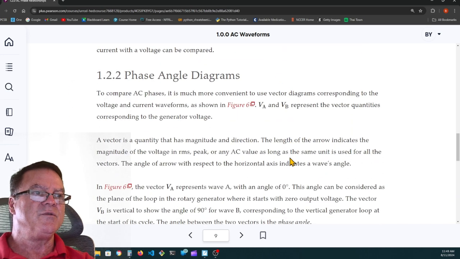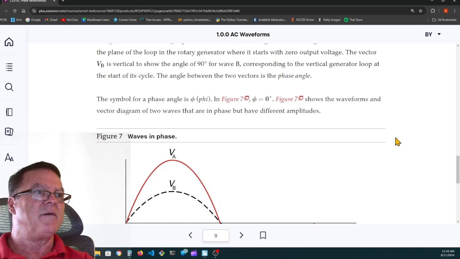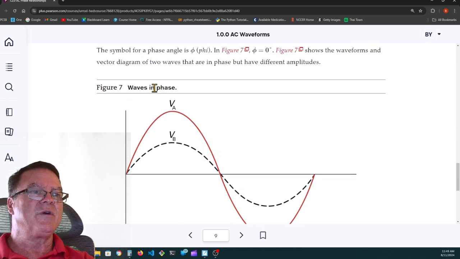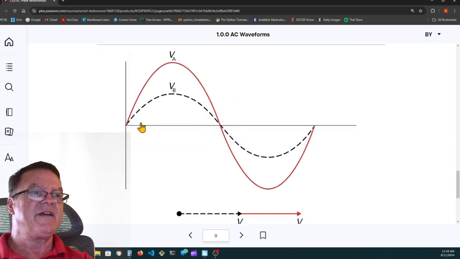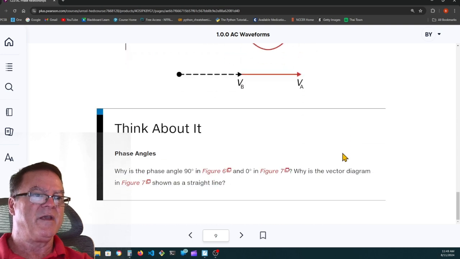And then we go on to phase angle diagrams. The vector VA represents wave A with an angle of 0 degrees. This angle can be considered the plane of the loop in the rotary generator, where it starts with 0 output. These two waves are in phase. They start at 0, they peak at the same time, they fall to 0, and they reverse polarity at the same time. And here's the vectorial representation of those two waves, B and A, happening at the same time.